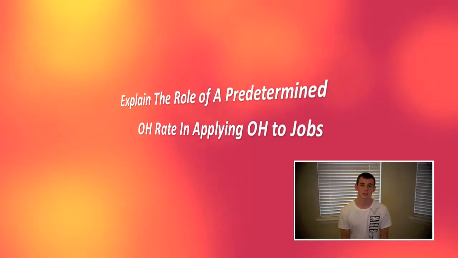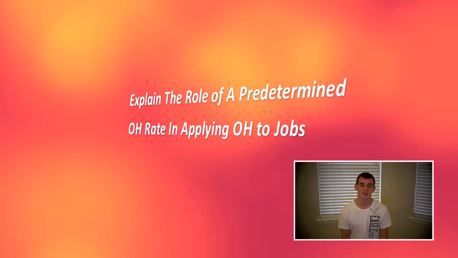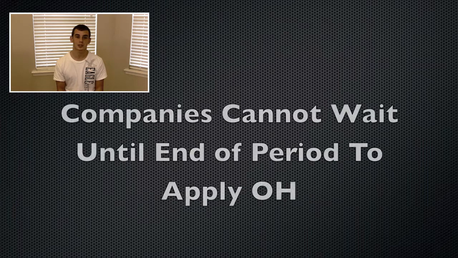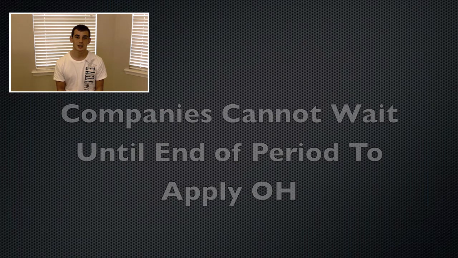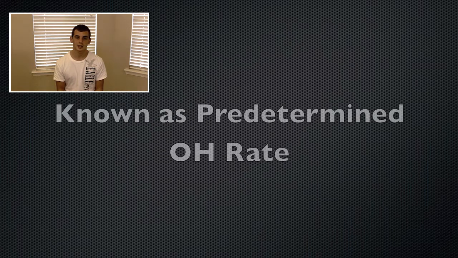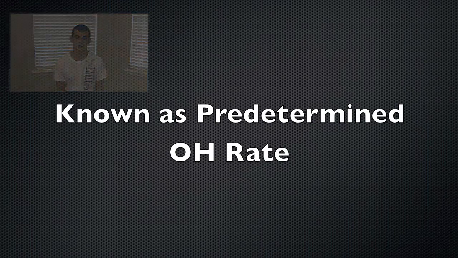Explain the role of predetermined overhead rate in applying overhead to jobs. Actual overhead cannot be determined until the end of the accounting period, and companies cannot wait until the end of the period before applying overhead to jobs. The way it gets applied is by estimating the amount of overhead that will be applied. This is known as the predetermined overhead rate.